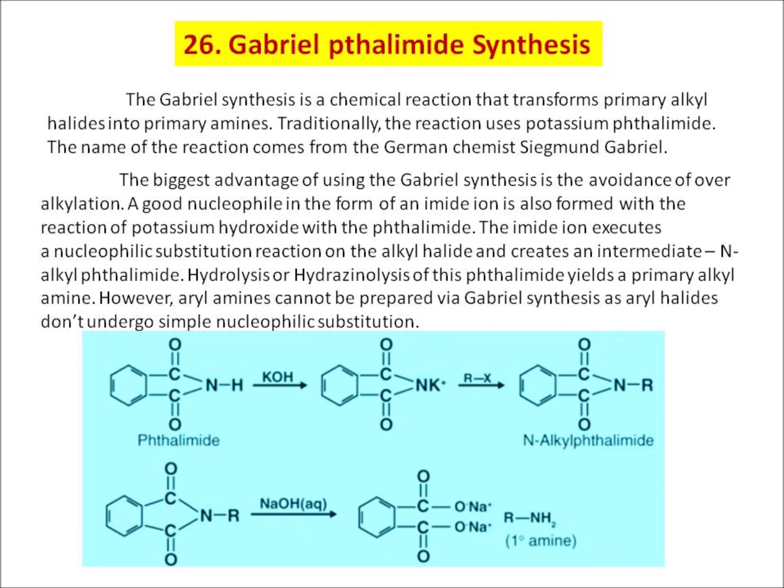See, the illustration is given. Here phthalimide is converted into N-alkyl phthalimide and forms a primary amine. In this reaction, in the first step potassium hydroxide is used. In the second step an alkyl halide is used to convert it to N-alkyl phthalimide. Then sodium hydroxide is used for the conversion of N-alkyl phthalimide into a primary amine.